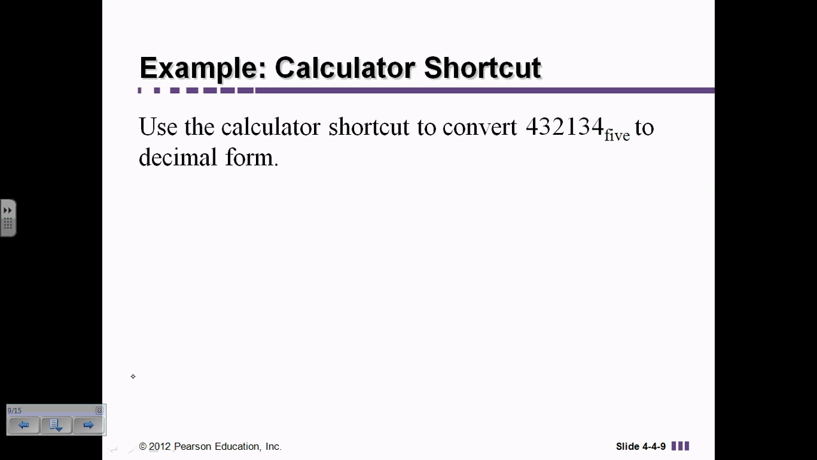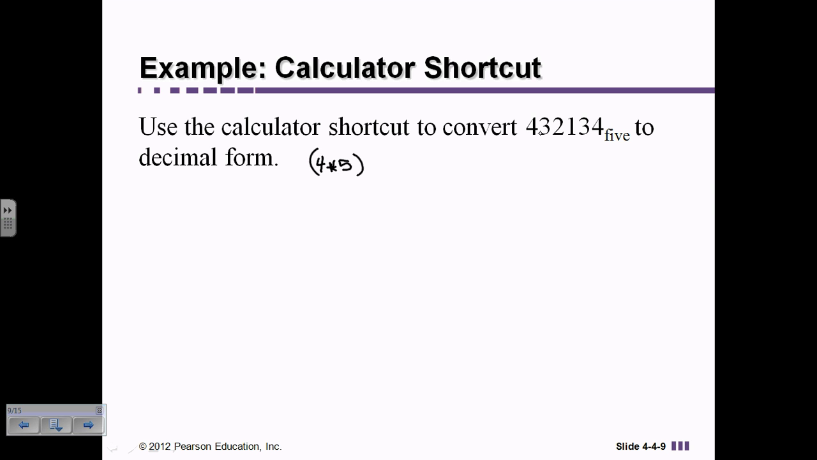So let's look at this. We have 432134 in base 5, and we want to go to decimal. So we're going to follow the steps of the problem, and we're going to take the number on the far left, which is 4. We're going to multiply it by 5.